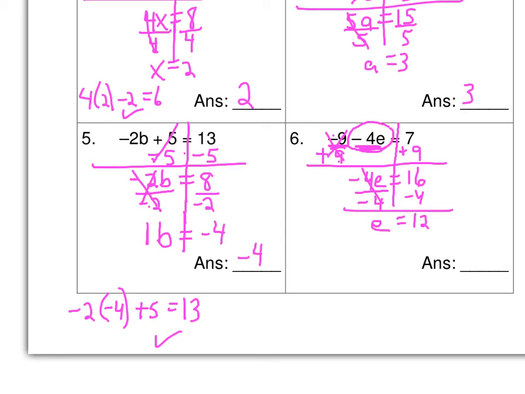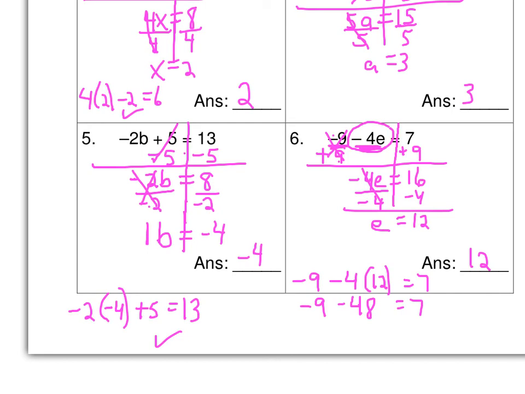And you can always check it. So your answer is 12. You can check it. You can do negative 9 minus 4 times 12. Does that give me 7? So negative 9, so this is negative 9 minus 48. That should give me 7, and that doesn't, so I don't know what I'm doing wrong. So let me check. I'm going to pause this and check.